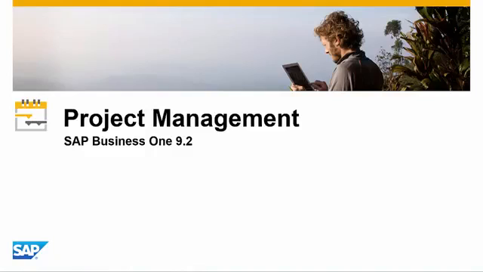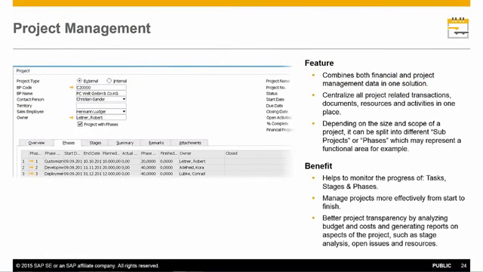Let me now introduce you to the new project management capabilities in SAP Business One Release 9.2. Project information in SAP Business One was limited to financial data. To complement SAP Business One's existing project-based features, we have rolled out additional project management functionality, now combined into one solution. We have centralized all project-related transactions, documents, resources and activities, making it much easier to track and manage the different tasks, stages or phases of a project from start to finish.